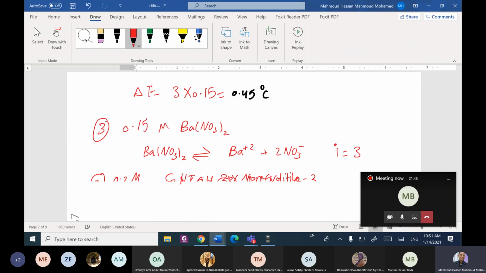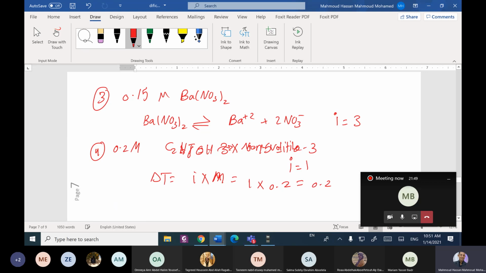Returning to the third one, barium nitrate: delta TB equals i times molality. It gives 3 moles of ions, so i is 3. Delta T equals i times m, so 3 times 0.15 equals 0.45.